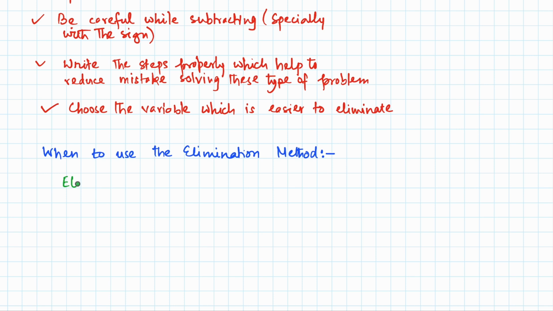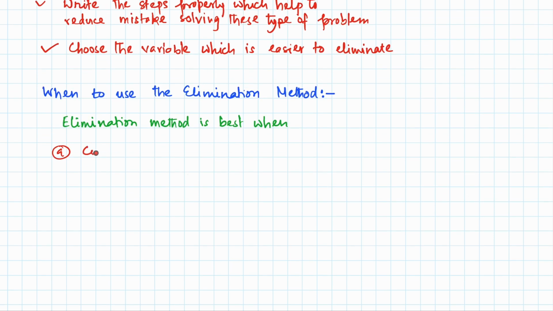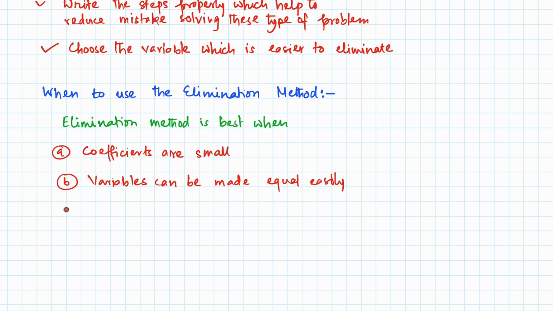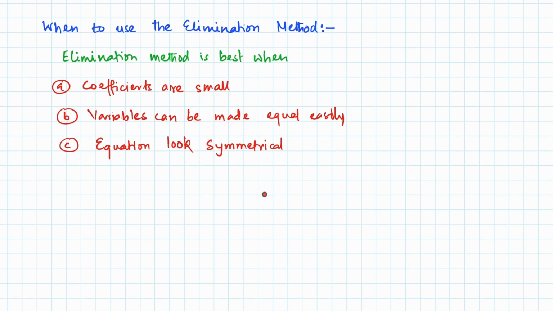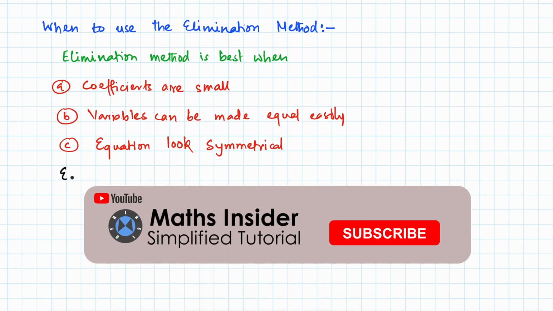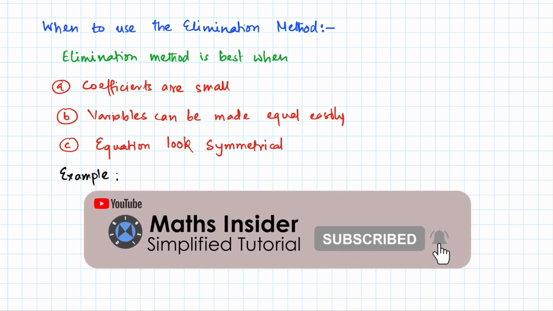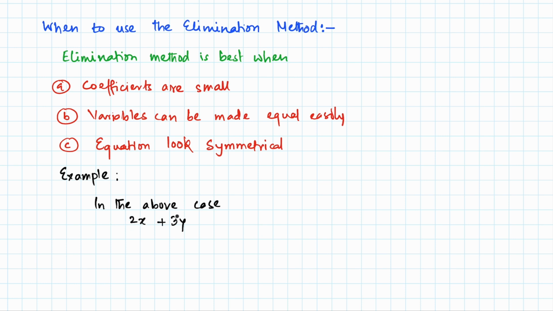So follow these methods. It will be easy to solve the problem during exam. Now, when to use this elimination method? It's a very important point, because we have already learned graphical method, substitution method. Now, when should we use this elimination method? When a pair of linear equations is given. Elimination method is best when the coefficients are small. So if we have smaller coefficients of x and y, then use this method. When the variables can be made equal easily, we can easily make the coefficients equal, and the equations look symmetrical. Now let's take an example and try to validate these three important points.